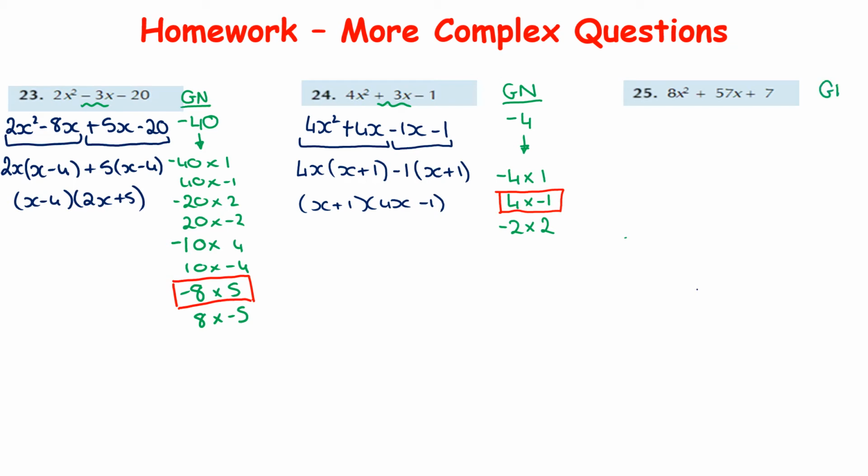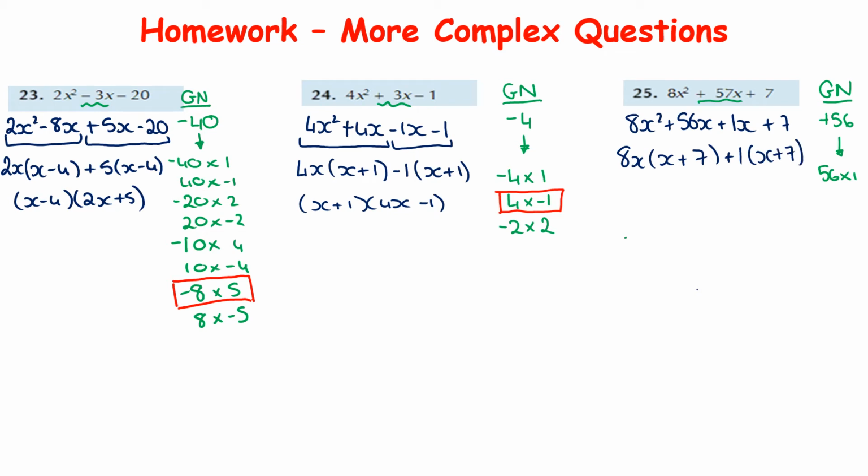Question 25, so guide number, it's a bit big, so plus 56, but it is positive. So we need 56 by 1, and actually, there we have it straight away. So it actually adds to 57. So we have 8x squared plus 56x plus 1x plus 7. 8x is common, leaving me with x plus 7. Plus 1 is common, giving me x plus 7. We have x plus 7 times 8x plus 1. That was a nice one.